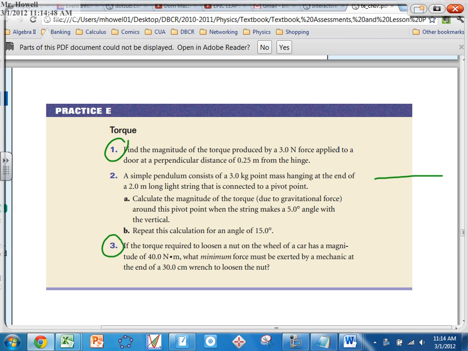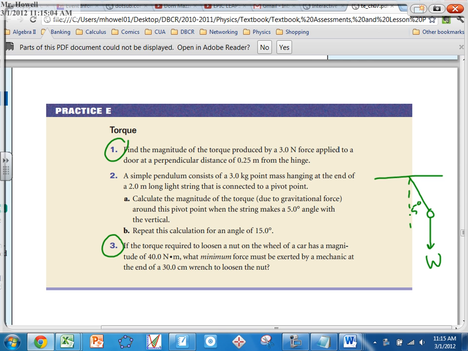We've got a pendulum at an angle of 5 degrees, like that, with the weight acting down. You have to think of the weight as a force and find the torque from that. Okay, it's a tough problem, but you can definitely do it.